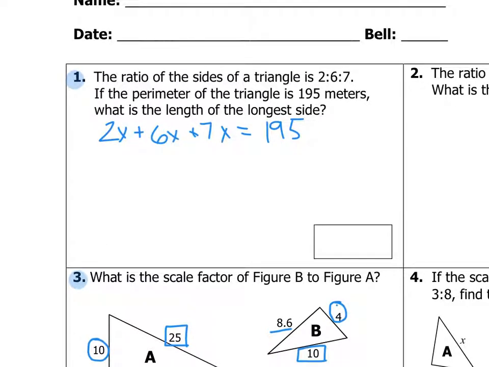We got the ratio for the sides of a triangle are 2, 6, and 7. So we know we want to set this up as 2x plus 6x plus 7x. It says if the perimeter of the triangle is 195, what is the length of the longest side? The longest side would be the one with the 7 on it. So solve this for x, and then plug it back in right here times 7, and that will tell you how long the longest side of this triangle really is.